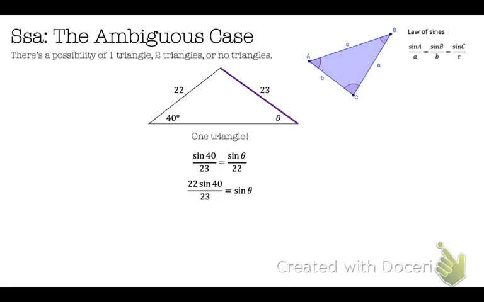Now remember, whenever we're finding an angle, we have to do the inverse. So that means theta equals sine inverse of 22 sine of 40 over 23, which is about 37.94. And I should have put squigglies, I literally just talked about it. Okay, and there's only one possible triangle here, so we don't need to worry about solving for a different angle.